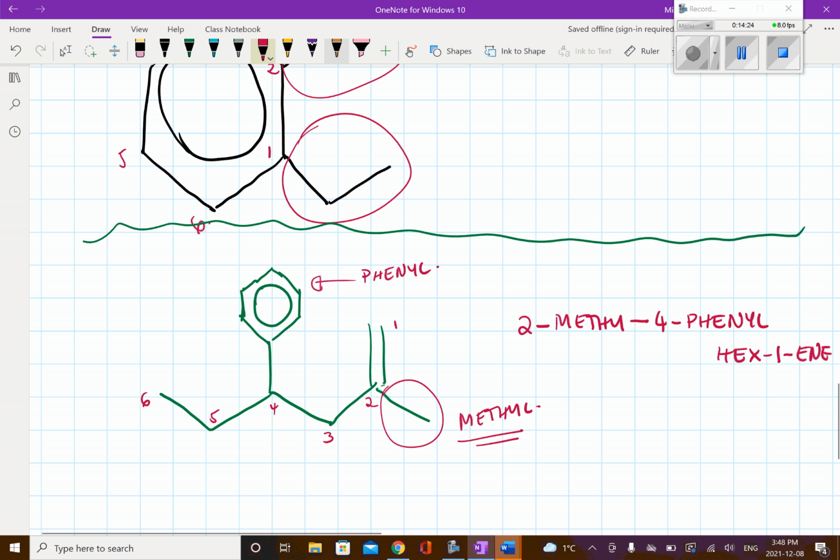So first you identify the longest chain that includes the double bond. In this case, the numbering of carbons will start closest to the double bond, label the branches, and then identify in which place is the double bond. Okay, so this concludes the aromatics. We'll move to hydrocarbon derivatives.